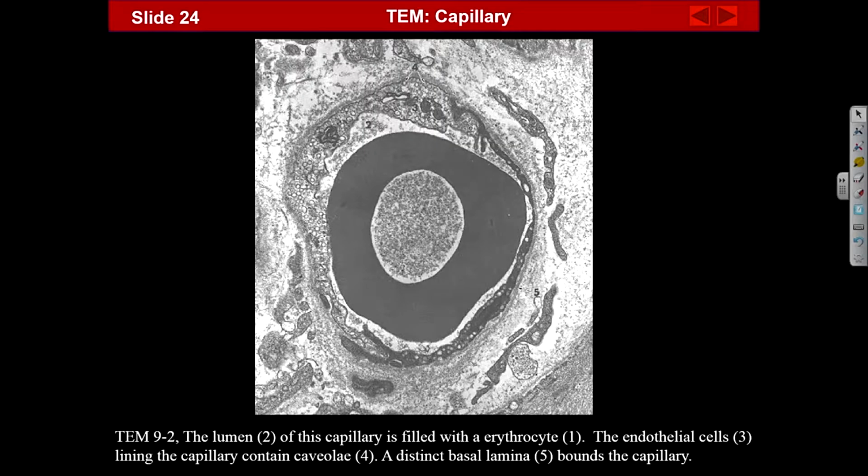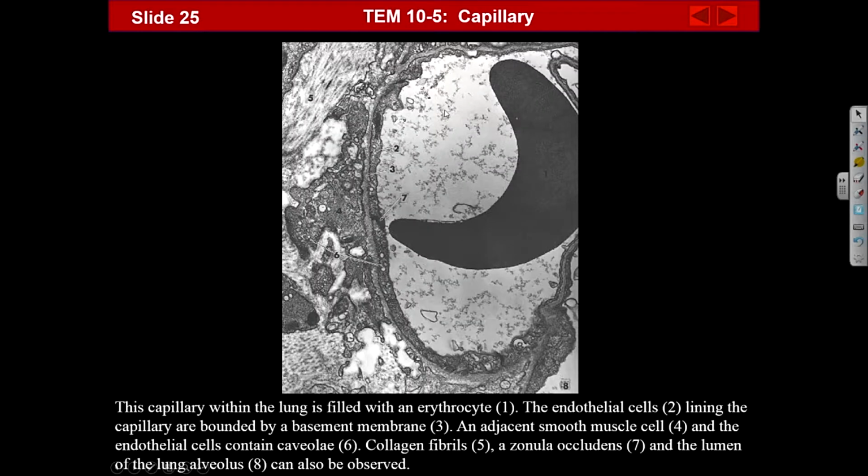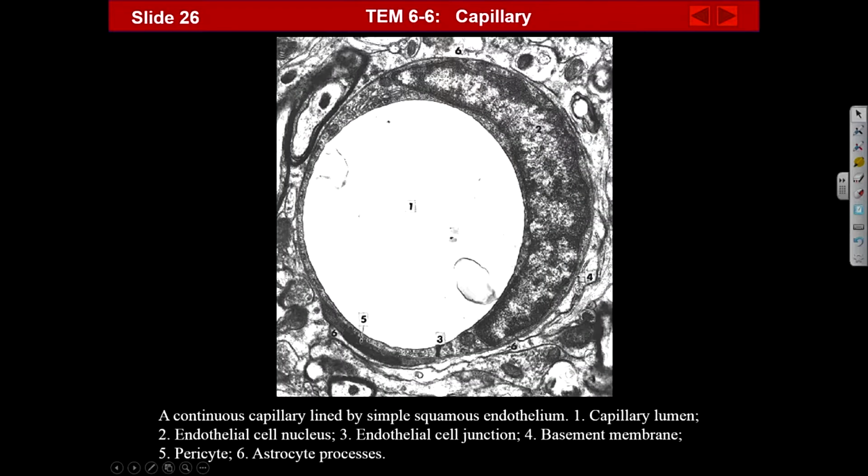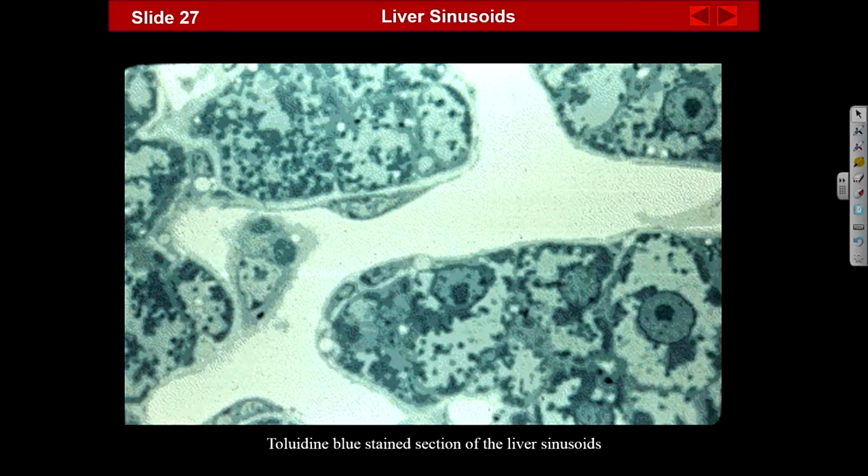Another continuous capillary, and this has got a big red blood cell in it, filling the whole space of the continuous capillary. And another slightly larger continuous capillary, containing an oblique section of a red blood cell. Another continuous capillary, lined by endothelial cell.